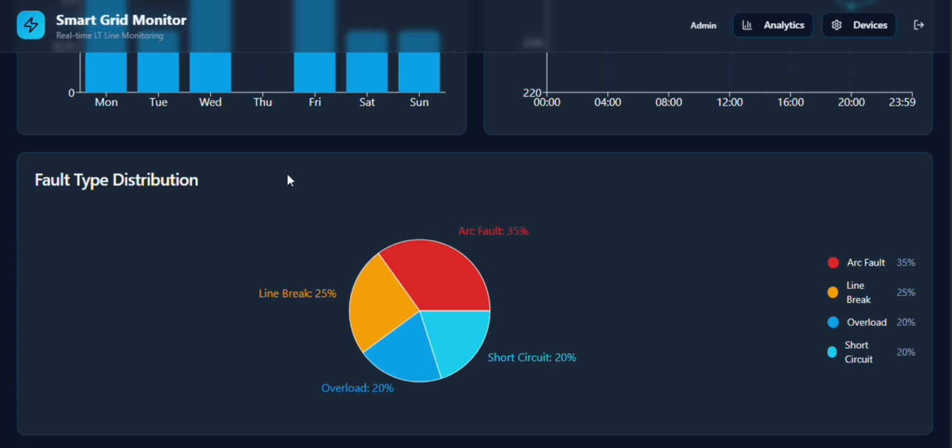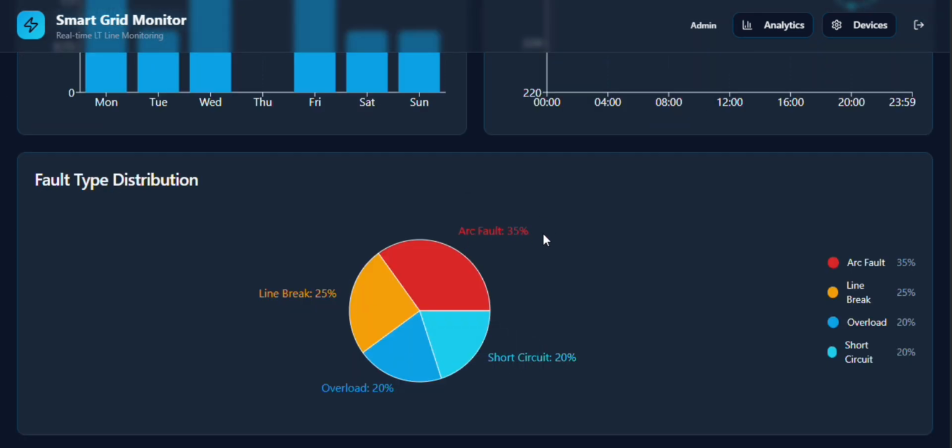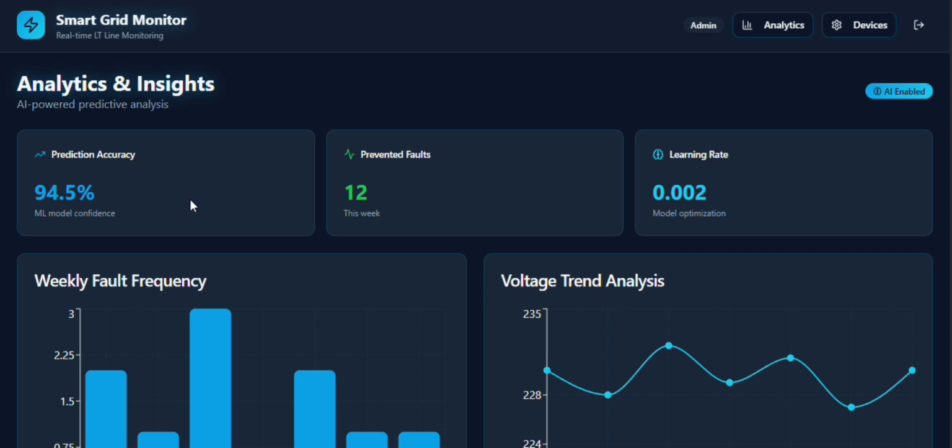Fault type distribution. How many faults can be detected by our sensors. So arc fault, line break, overload, and short circuits. The overload and short circuits can also be analyzed by the circuit breakers, which are already installed in the low tension lines. The line break and arc faults are not detected by the circuit breakers. They are detected by our sensors, and the data is stored, and then it is sent to the model, and then the fault detection happens, and the faulty line or lines are isolated.